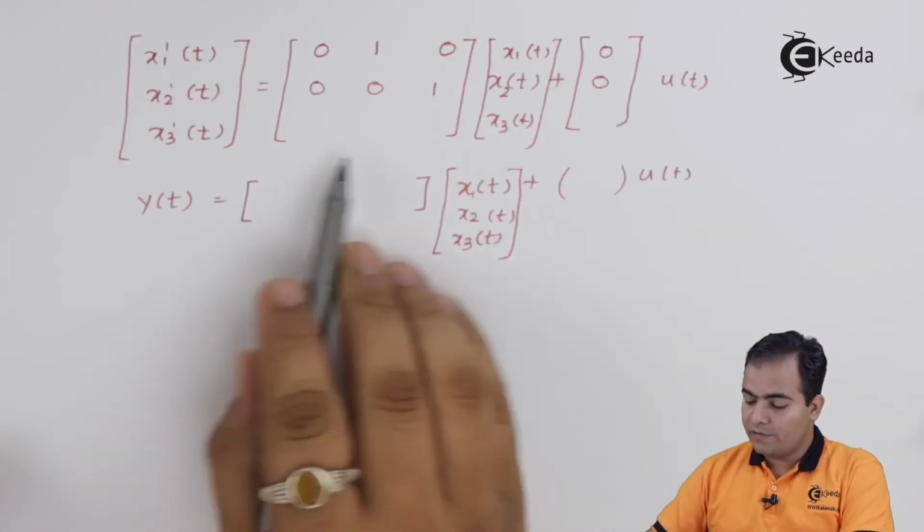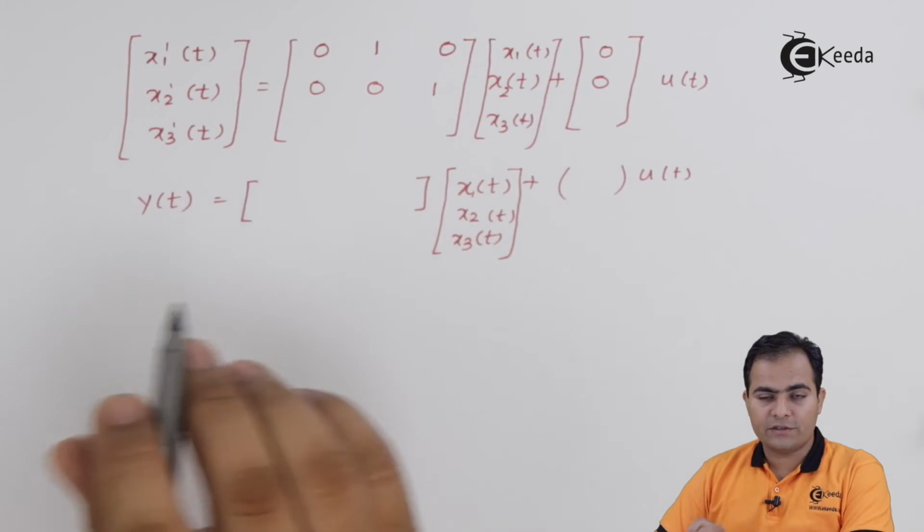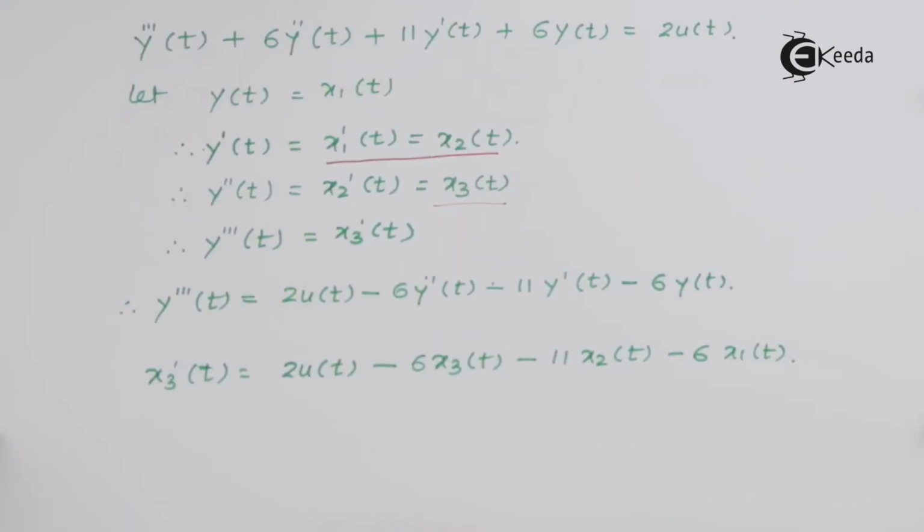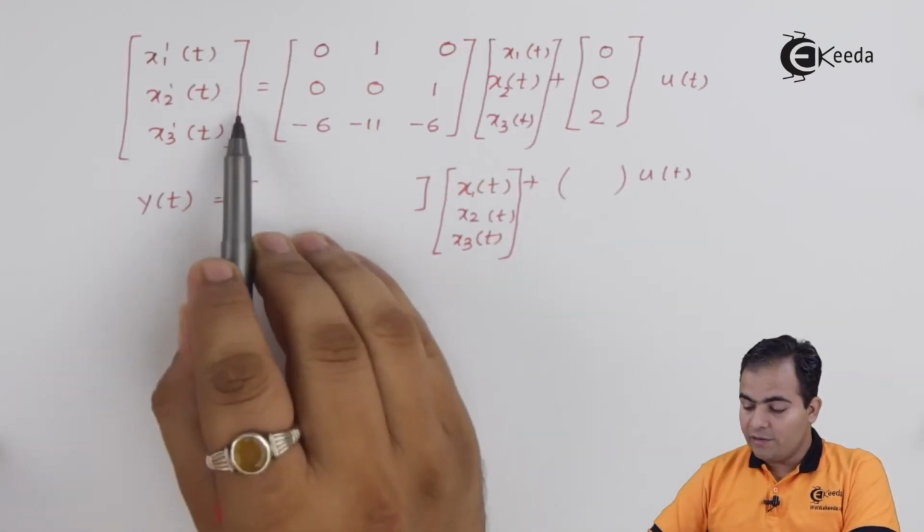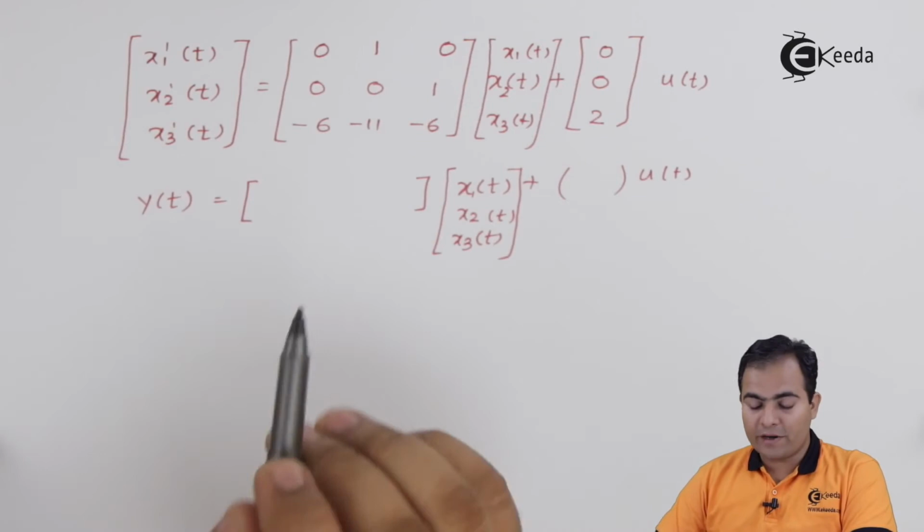Now we'll find out the same thing but in the x3 dash of t equation. We have to find out x1, x2, x3, and u of t values in the x3 dash of t equation. But where is my x3 dash of t equation? The x3 dash of t equation is over here. Here my x1 of t value is -6, x2 of t value is -11, and x3 of t value is -6, and here my u of t value is 2. So we'll write -6, -11, -6, and 2 in the u of t column. And this is my input state equation or input state variable model.